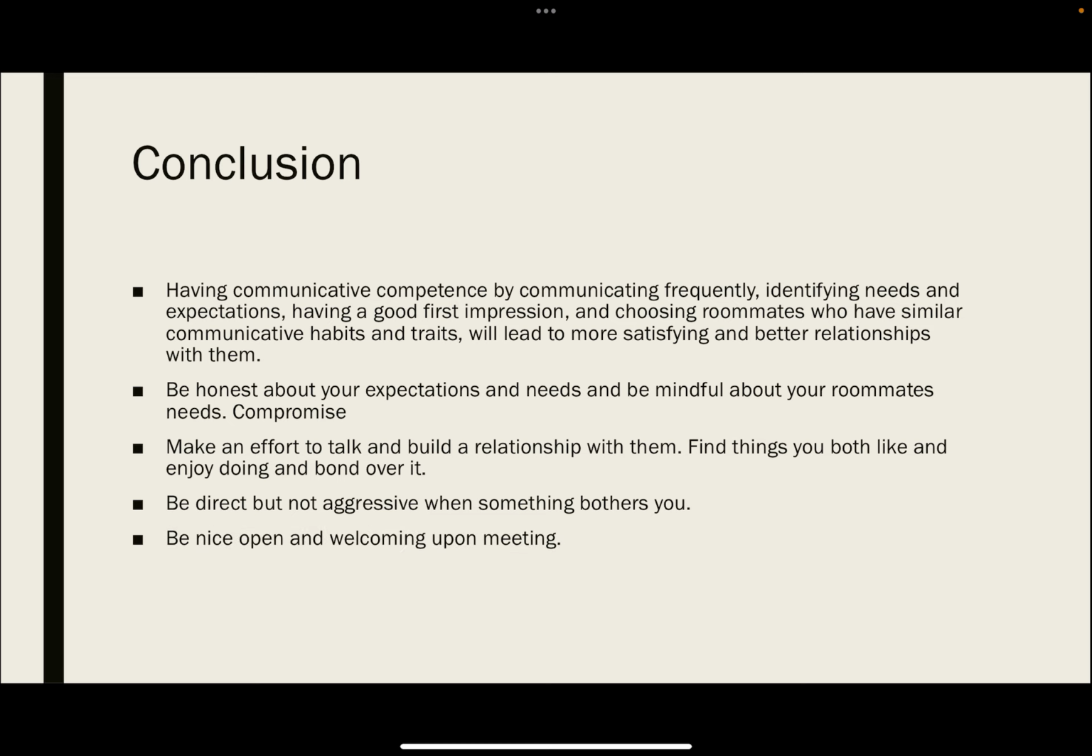Be nice, open, and welcoming upon meeting your roommate. Having that good first impression, as these past studies have shown, is crucial to establishing a good and healthy relationship with your roommates right at the beginning.